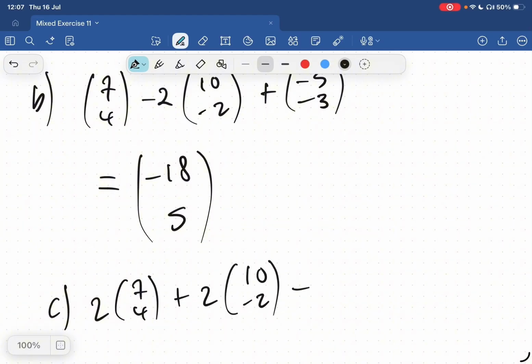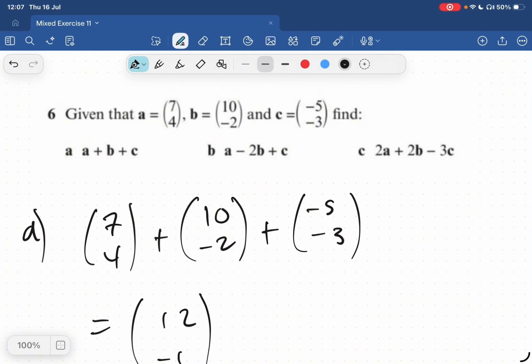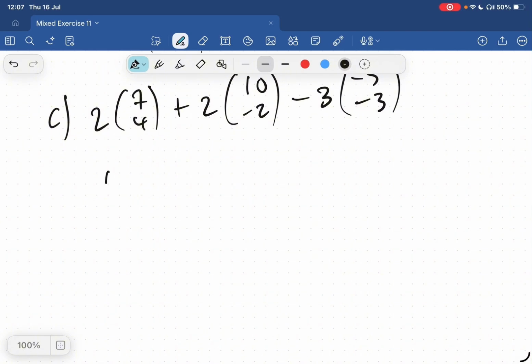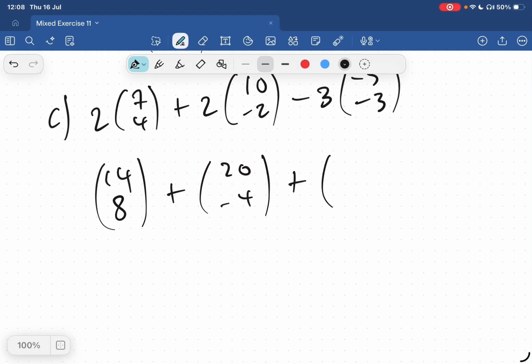Next, part C: 2a plus 2b, so 2 lots of a plus 2 lots of b, take away 3 lots of c. As you can see, you need to be careful of this negative. So I'm going to expand them all first, just do this extra step, to make sure we get this all correct.